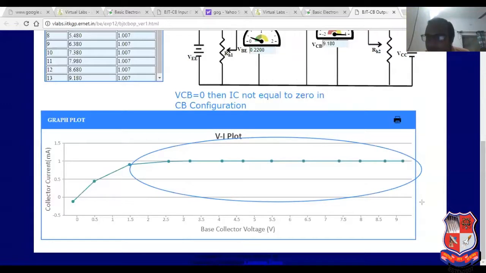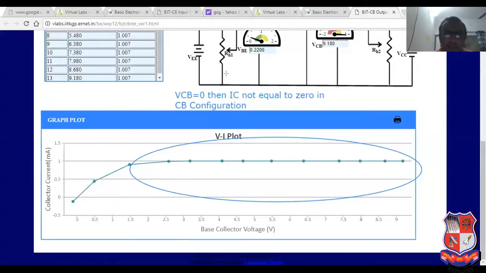So why this constant? That I will explain in detail. Don't worry regarding that. So it is the concept regarding the common base configuration. In this lecture, we have discussed why this is constant and why we can get this type of graph. And see, VCB equal to 0, then IC not equal to 0. So what does it mean? The graph can be extended into the second quadrant. So it is the justification related to input and output characteristics.